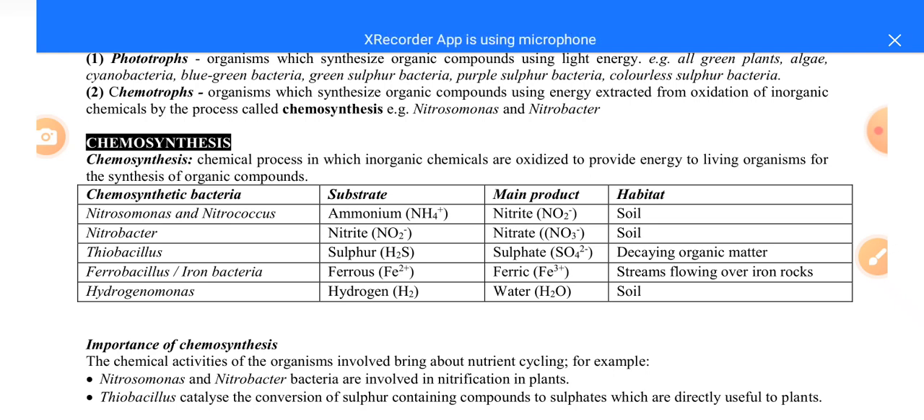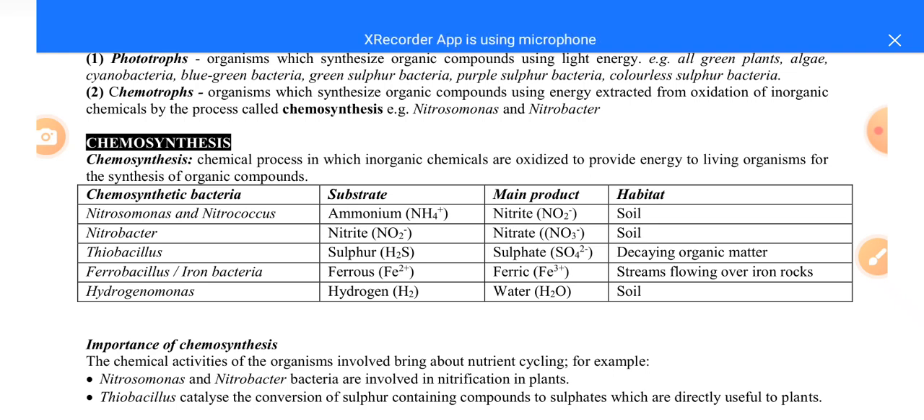Please students, the table you are seeing there summarizes this. The first column has the chemosynthetic bacteria. The second column has the substrate where these bacteria work. The third is the main product, and the last part is the habitat.